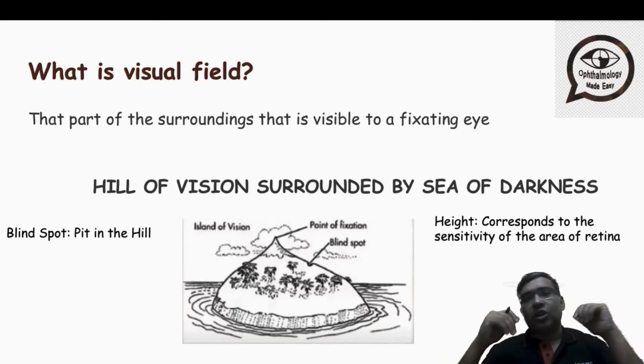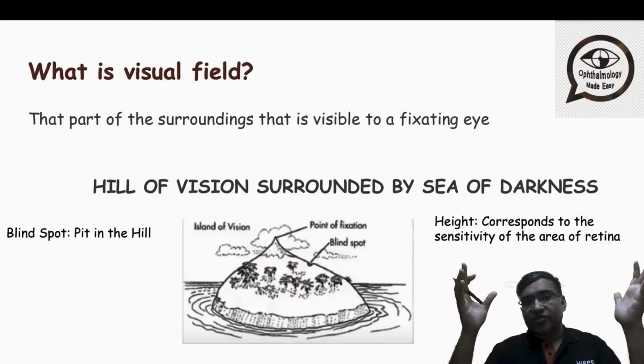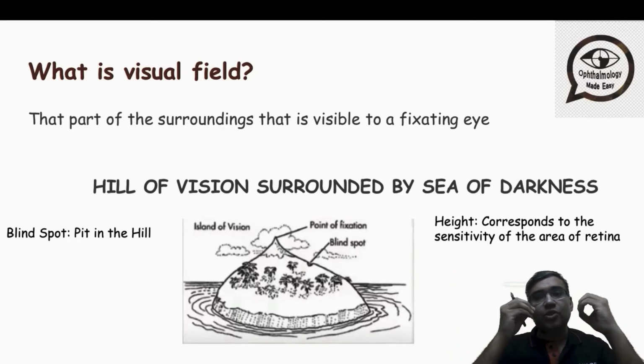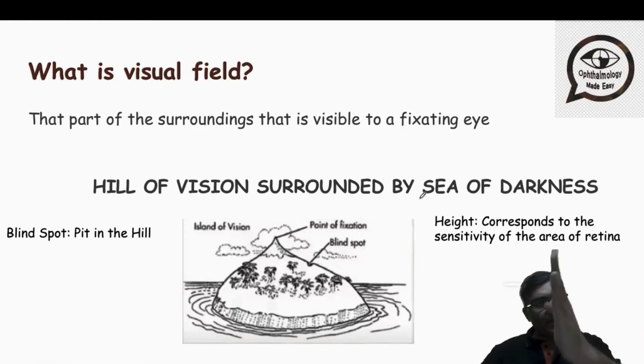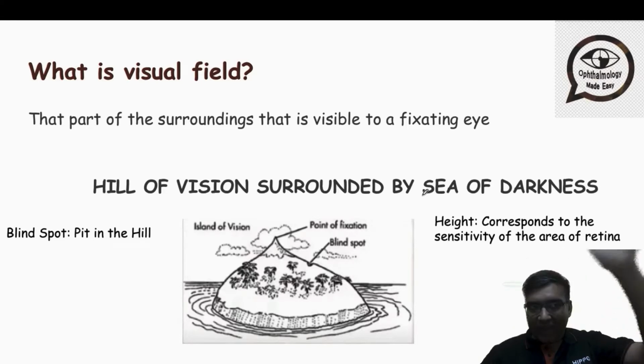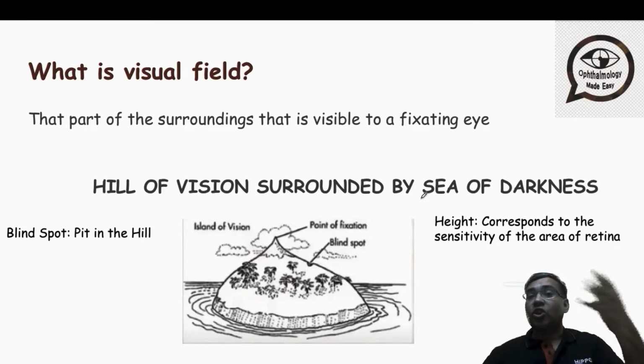First of all, when we talk about the visual field, what is a visual field? It is basically that part of the surroundings that is visible to a fixating eye. Now, what it actually means, let's say I am seeing you, okay? So I am seeing you, I am fixating at you, and whatever I am seeing in the surrounding, that is basically my visual field, or you can say Roshni ka daira.